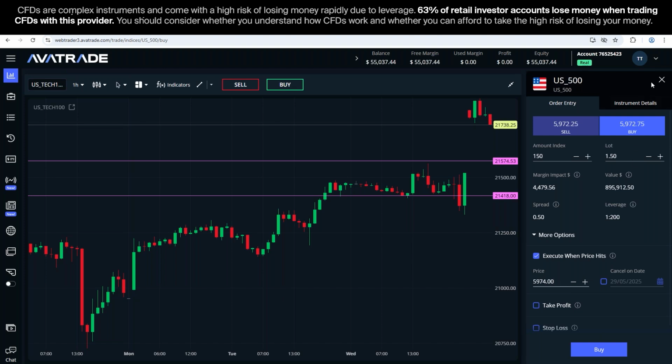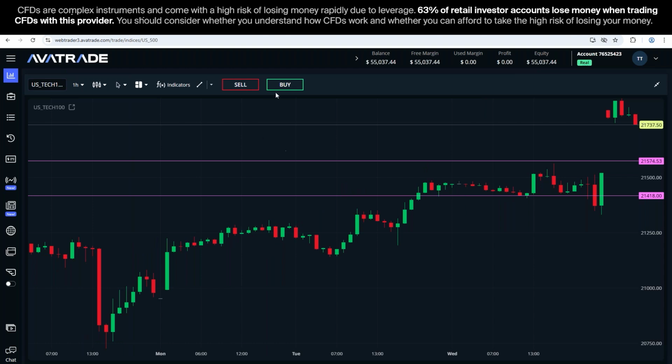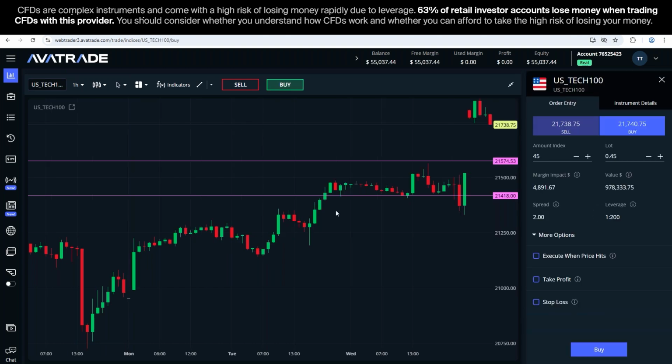So let's take a look then. I still have the US 500 order window open. Let's get the right one. Here's the US Tech 100, execute when price hits 21,575. And so what I'm looking at then is an entry point right above this line, just before the old resistance, near the bottom of this gap, hoping it pulls back for a better price.